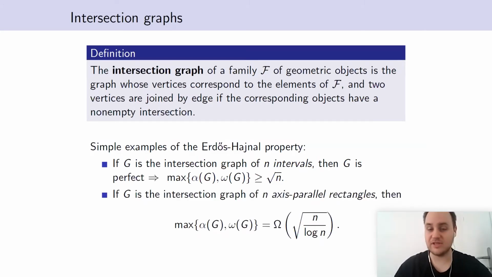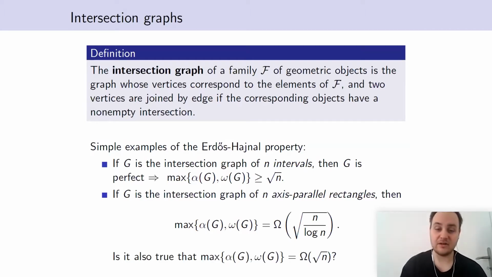Another simple example is the intersection graph of axis-parallel rectangles. There is a simple divide and conquer argument which gives us that the intersection graph of n rectangles contains either a clique or an independent set of size at least some constant times square root n over log n. Here it is already a challenging problem whether this log n can be removed. It is conjectured that this maximum should be at least some constant times square root n.